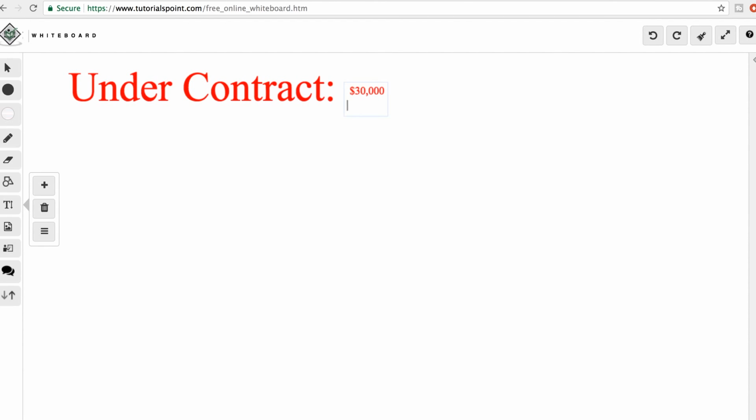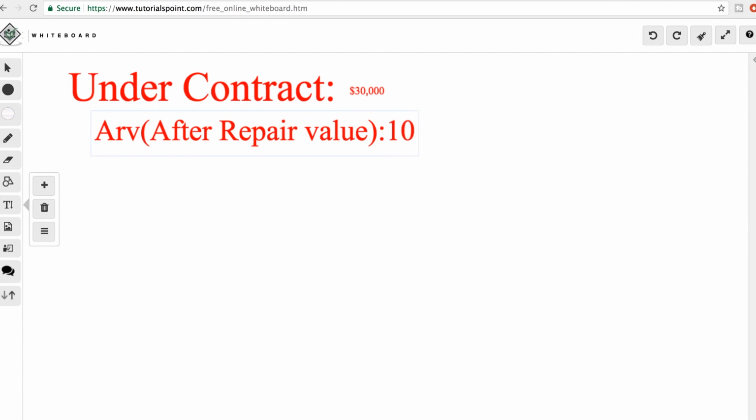Now, the ARV on the property. ARV is after repair value. Keep in mind, what that basically means is what the house is gonna sell for, what it's worth when it's all fixed up, upgraded, and all of that. So after repair value, let's keep the numbers very simple, it's $100,000. So the house is worth 100, you got it under contract for 30.